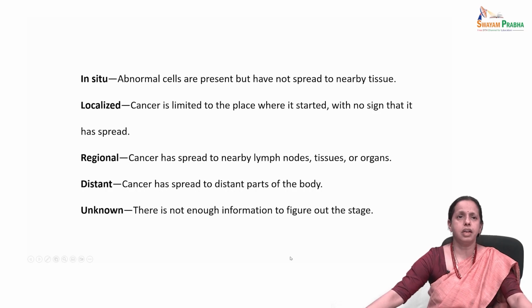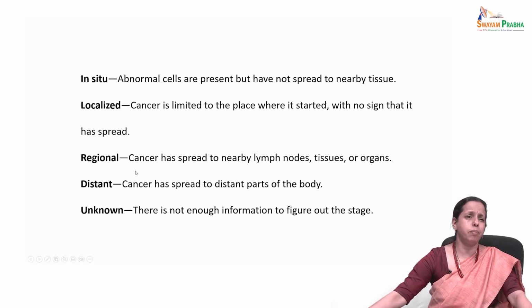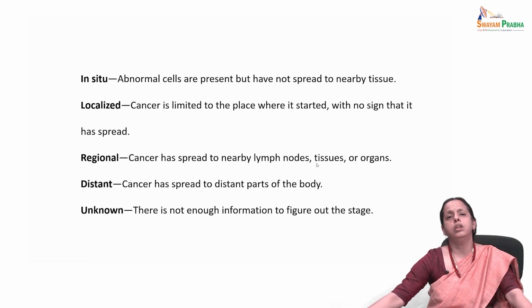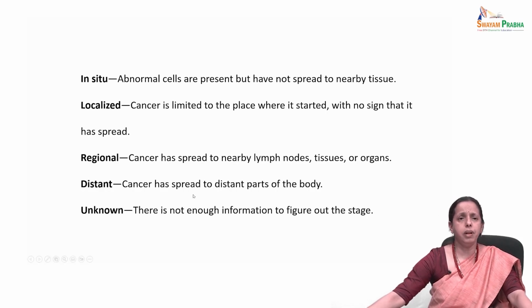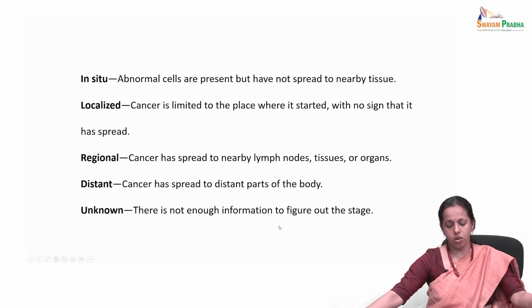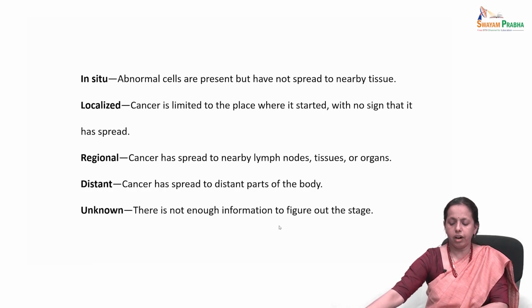A few more terms: in situ, where abnormal cells are present but have not spread into nearby tissue. Localized, where cancer is limited to the place where it started, with no sign that it has spread. Regional, for example, where the cancer has spread only to nearby lymph nodes, tissues or organs. Distant, where it has metastasized to distant parts of the body. And unknown, where there is not enough information to figure out the stage of the cancer.